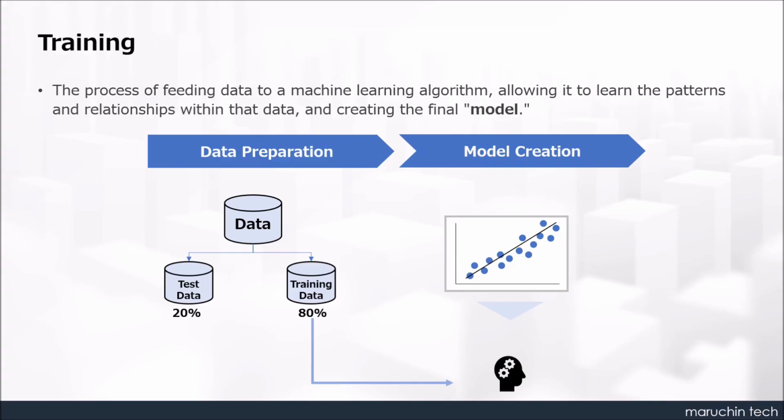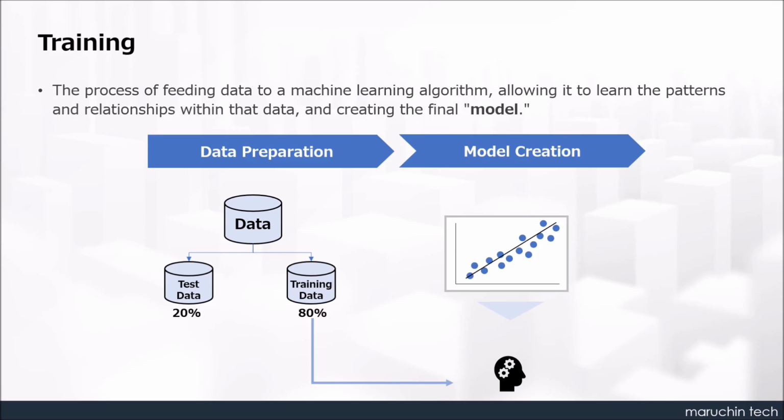Training refers to the process where we feed data to a machine learning algorithm so it can learn patterns and relationships, ultimately creating the final model. Let's look at this diagram showing the flow of supervised learning. First, we take our prepared dataset and split it into two parts. These are the training data and the test data.